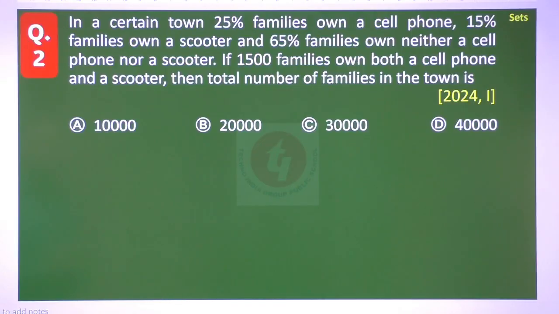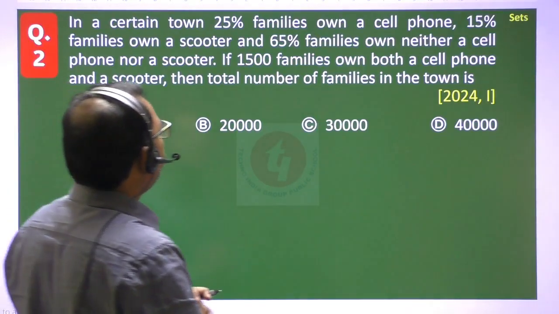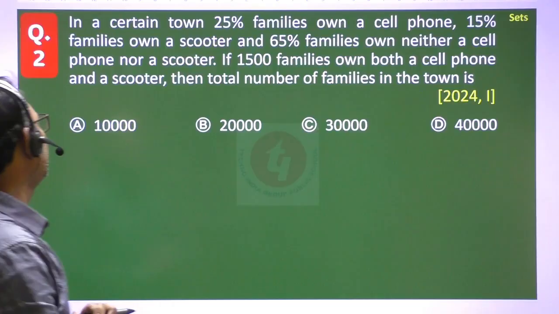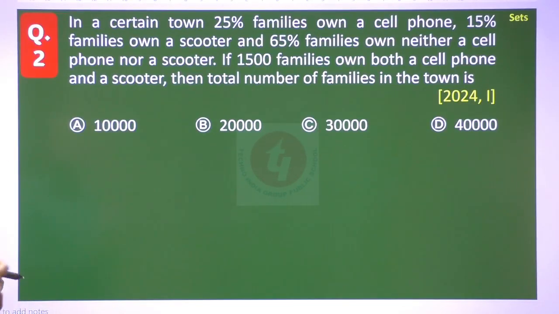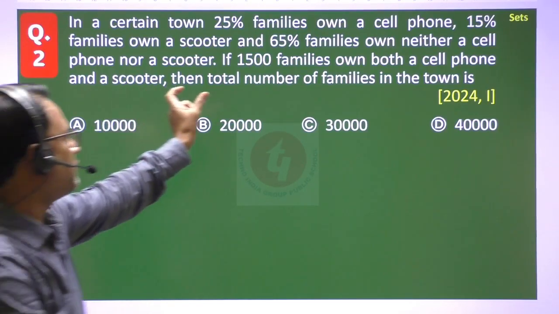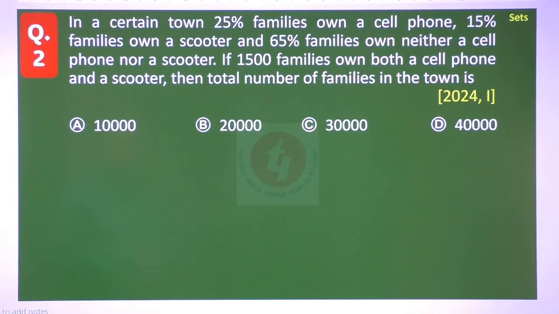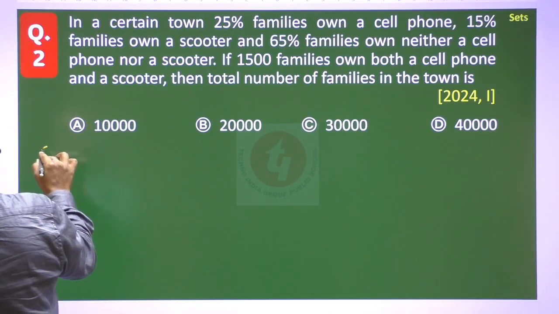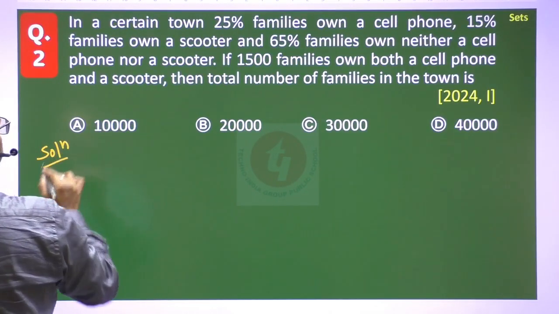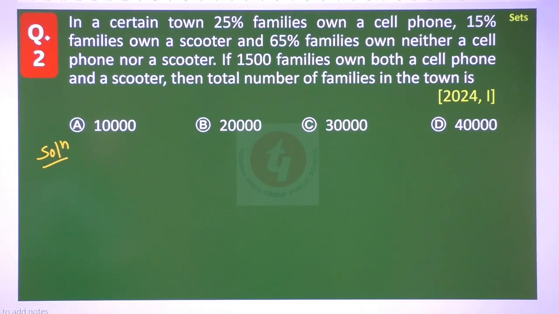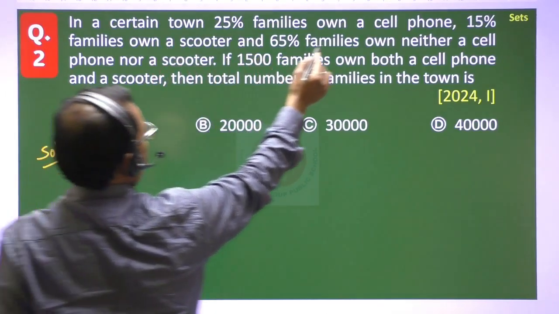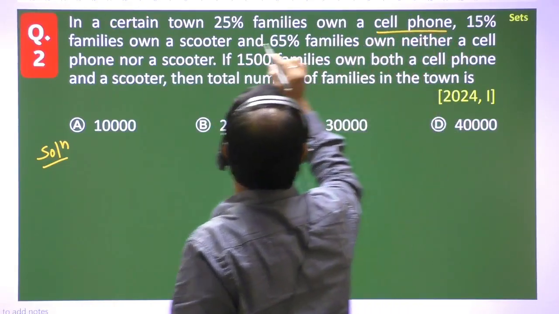Coming to the second question. In a certain town, 25% of families own a cell phone, 15% of families own a scooter, and 65% of families own neither a cell phone nor a scooter. If 1500 families own both a cell phone and a scooter, then what is the total number of families in the town? Okay, now. This type of problem we can solve very easily with the help of a Venn diagram. 25% of families own a cell phone.